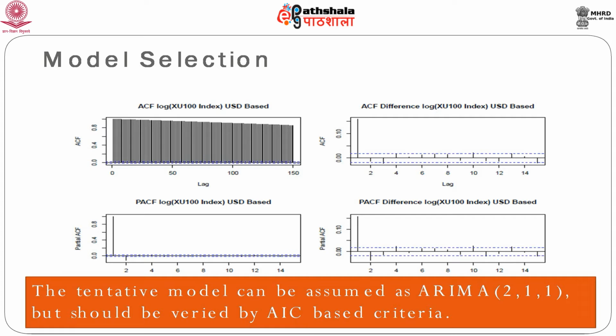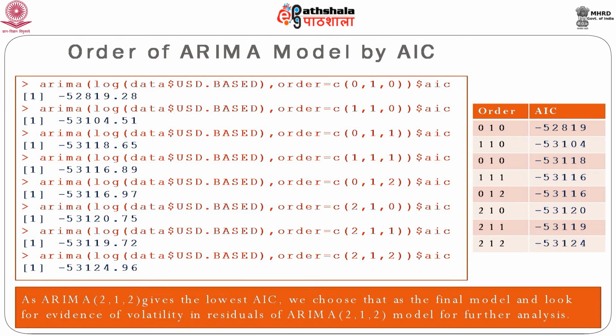So the log variable would be passed through arima, and the order can be mentioned, I start with 0, 1, 0, and $aic. So if I use the dollar sign, that will give you the AIC values. Similarly, we change the order from 0, 1, 0 to 1, 1, 0, then 0, 1, 1, then 1, 1, 1, then 0, 1, 2, then 2, 1, 0, 2, 1, 1 and 2, 1, 2.